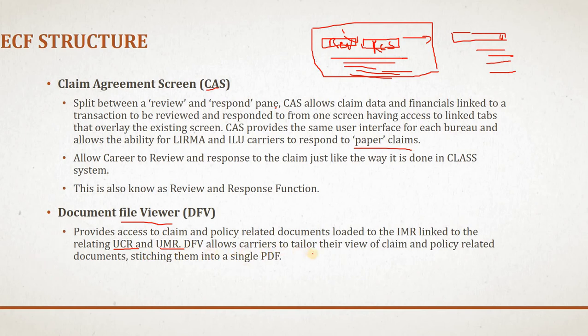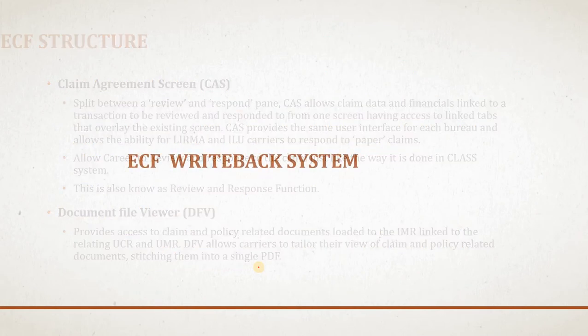DFV also allows the carrier to tailor their view of claim and policy related documents and stitch them into one single PDF document. So the key functionality here is that this component can stitch various PDF documents and produce one common document, so that the broker can search the one mega PDF for any information rather than opening and searching different PDFs. This is one of the good functionalities in the ECF2 system.